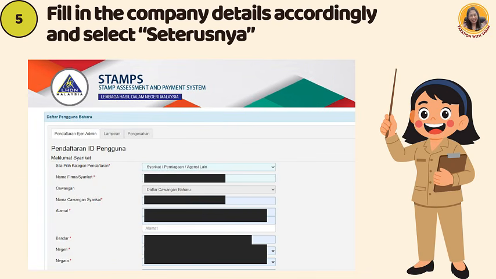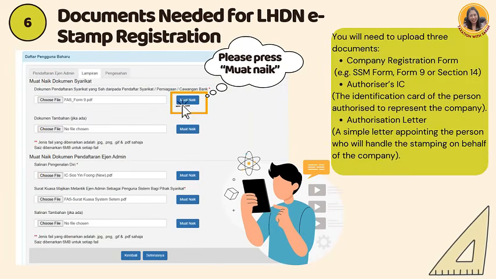Fill in the company details accordingly and select Seterusnya. Documents needed for LHDN eStamp registration. You will need to upload 3 documents. Company registration form, for example, SSM form, Form 9, or Section 14. Authorizer's IC, the identification card of the person authorized to represent the company. Authorization letter, a simple letter appointing the person who will handle the stamping on behalf of the company.